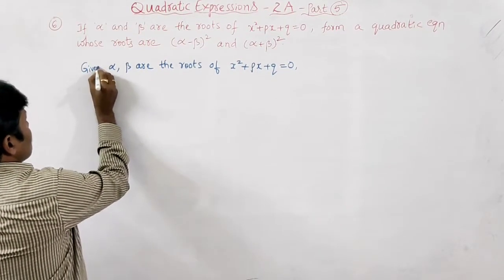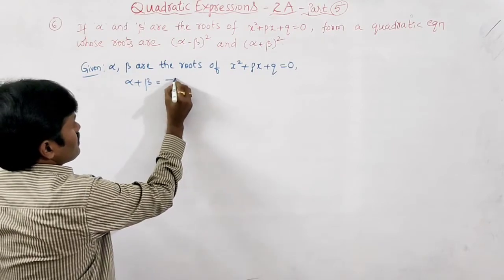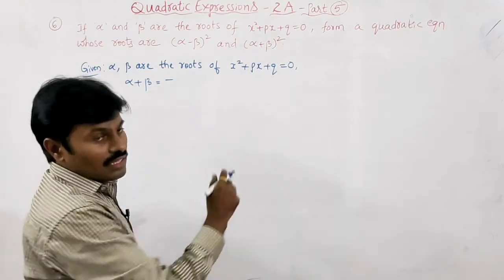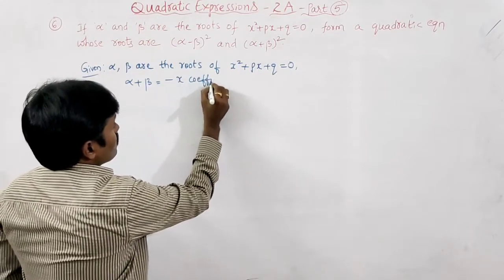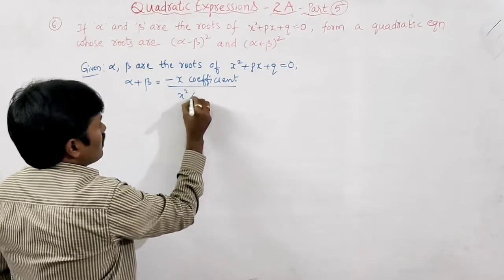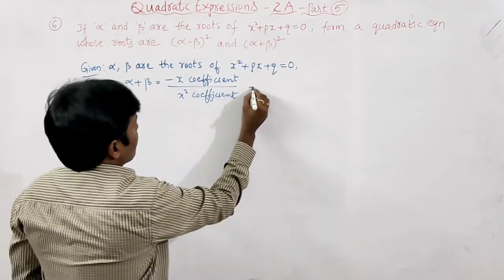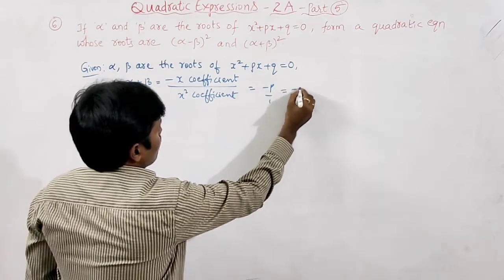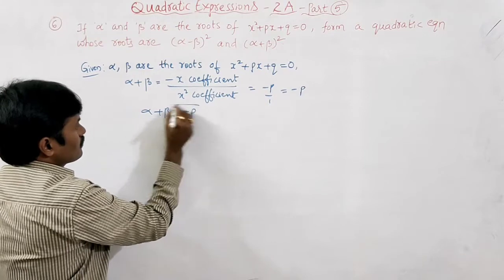That means the sum of the roots is how much? Sum of the roots is equal to minus x coefficient by x square coefficient, that is minus b by a. So we get here minus p by 1, that is equal to minus p. Therefore alpha plus beta value is minus p.